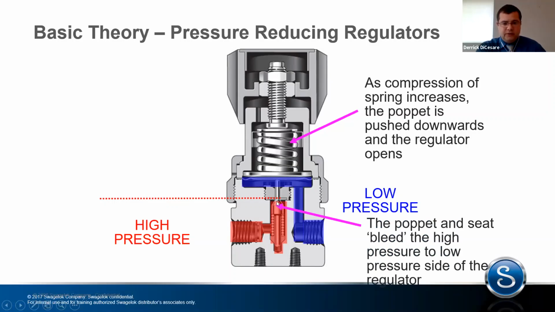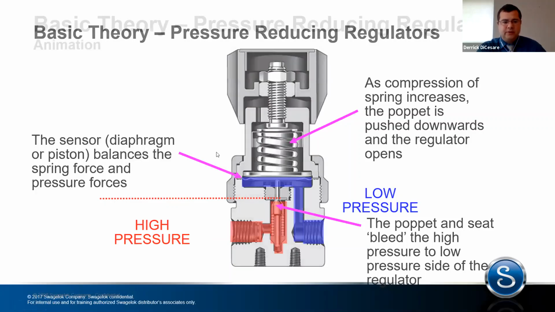Otherwise there's no opening. The Poppet and the seat engage and basically create a shut-off scenario. So in order to open it up, we've got to apply pressure on the top through the spring.